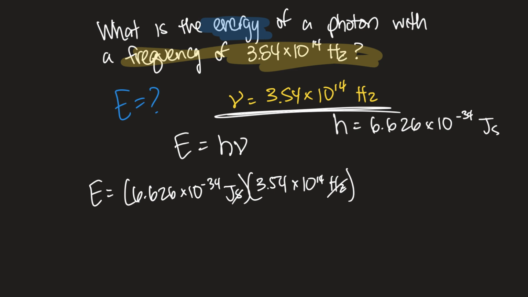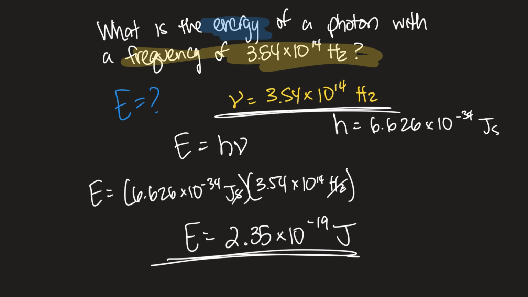If you put this in a calculator, which I am right now, 6.626 times 10 to the negative 34 times 3.54 times 10 to the 14th, then my energy is, do we have three sig figs? It's 2.35 times 10 to the negative 19 joules. So that's our answer to this question. All right, let's look at another example.